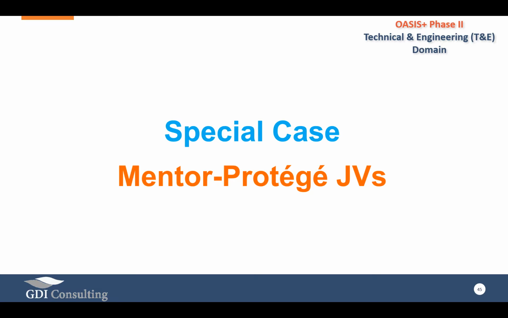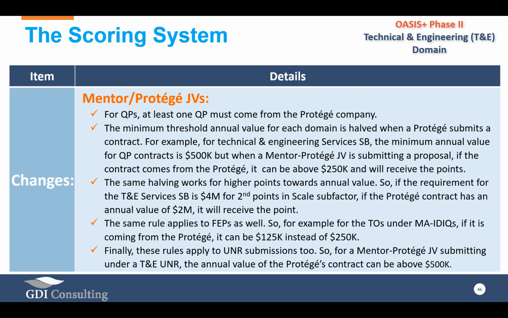Finally, there's a special case, mentor-protege JVs, I want to cover. If you're submitting your proposal as a mentor-protege JV, for QPs, at least one QP must come from the protege company. So, the minimum threshold annual value, however, let me go back. Out of the 5, you cannot have all 5 coming from the mentor. So at least one of them must come from the protege.